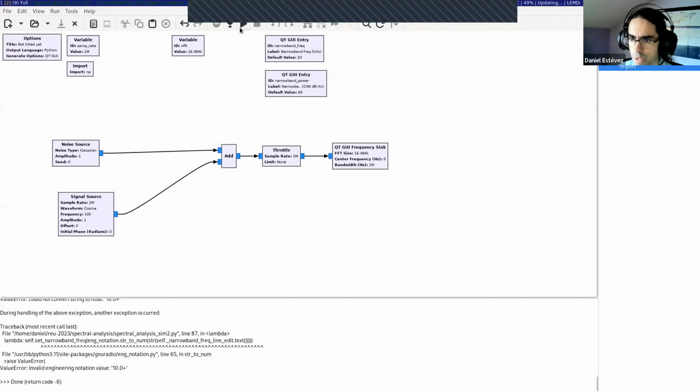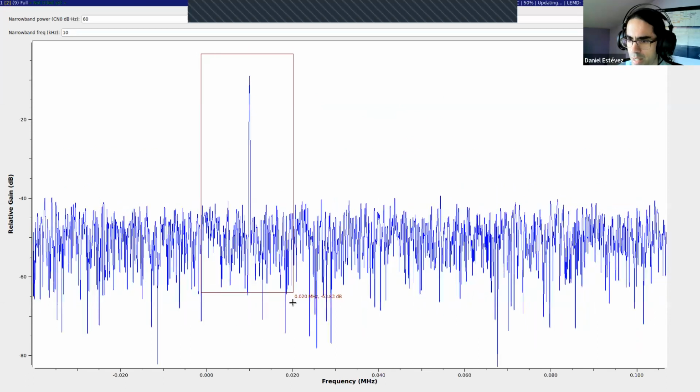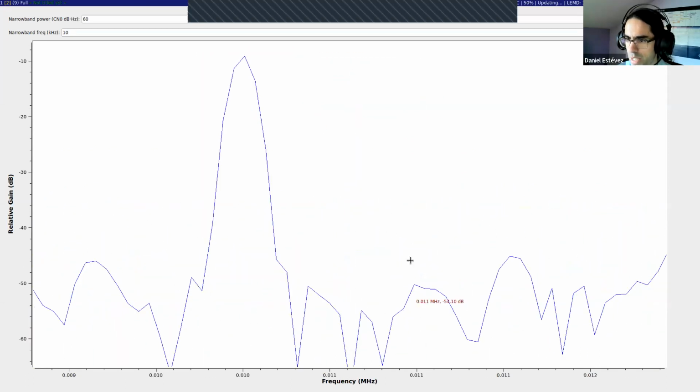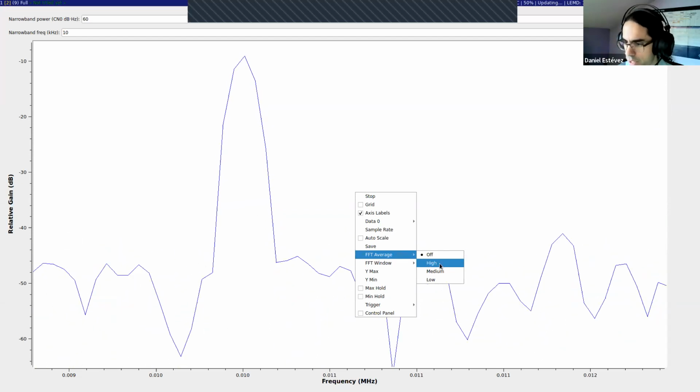Oops, sorry. You need to remember not to type something which is not a number in one of those entry boxes, because if not, the flow graph just terminates.